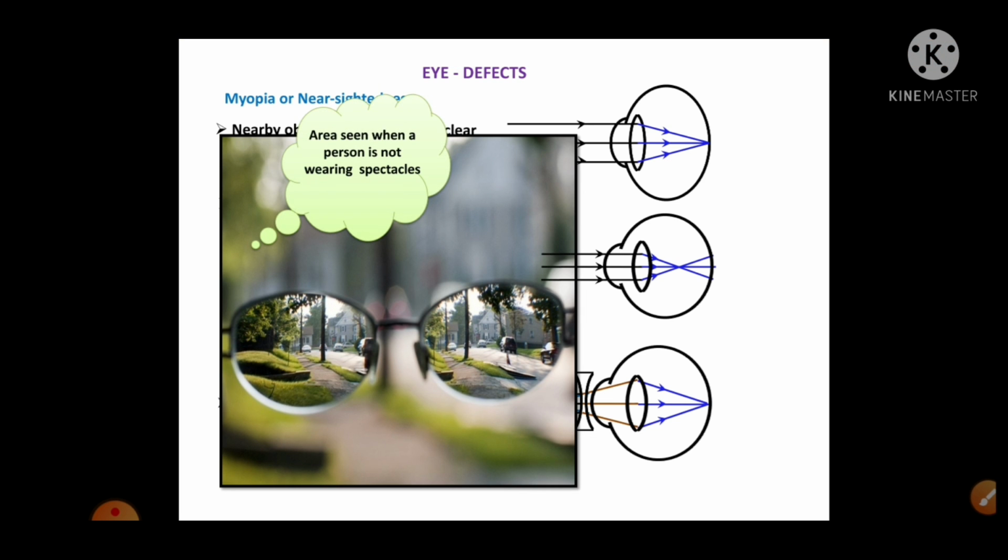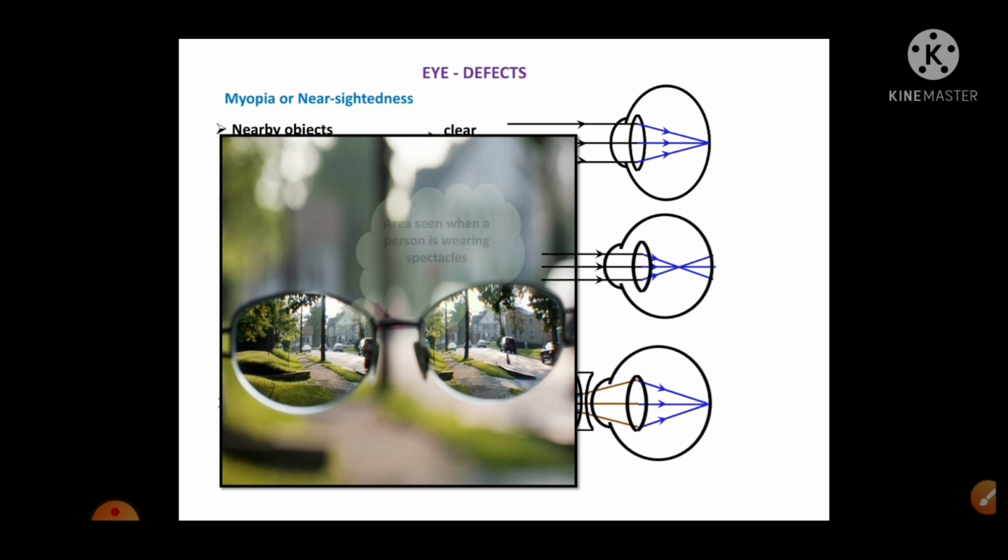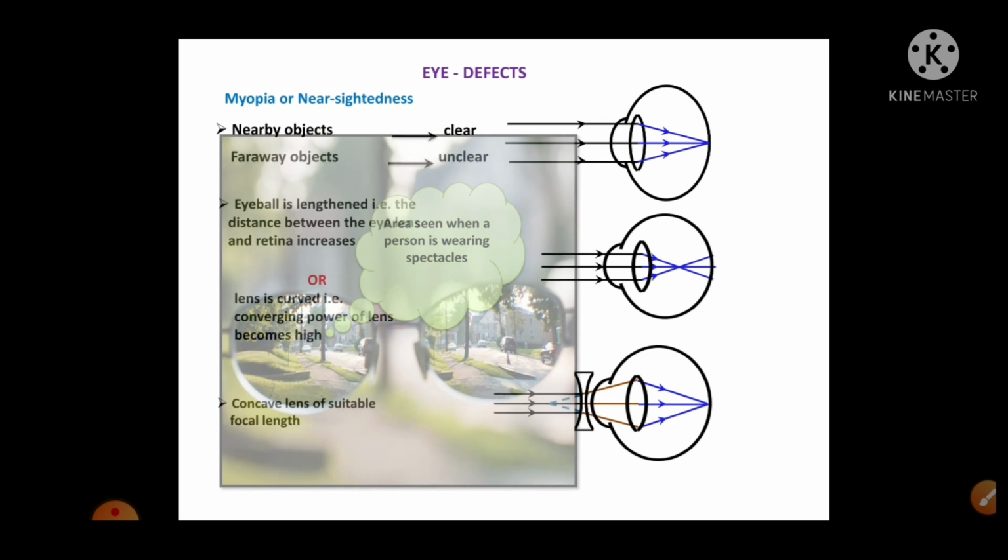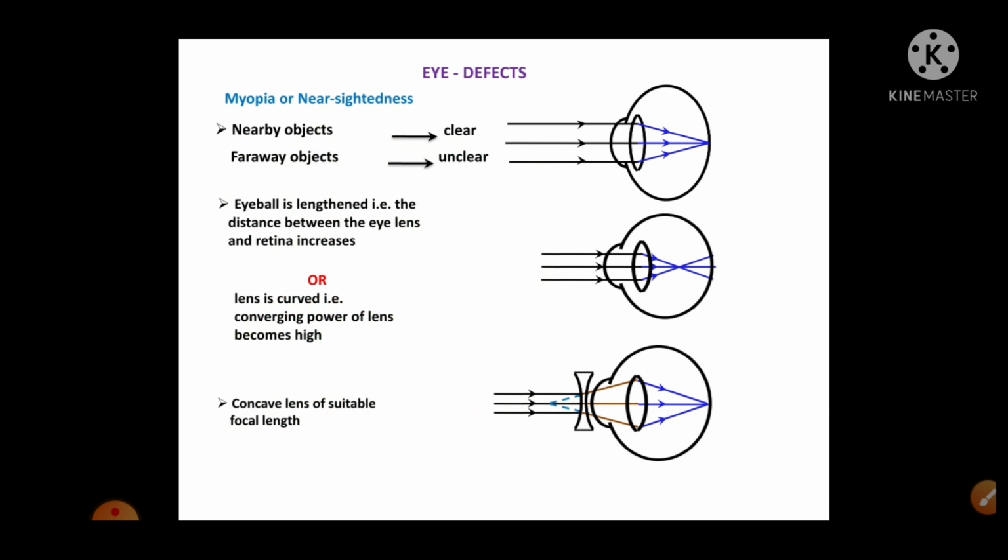Area seen when a person is not wearing the spectacles. Area seen when a person is wearing the spectacles. So these things you should know. These are the things which are there in the myopia. Very important question also in the board examination. Maybe asked in the objective type, maybe asked to write explanation, okay, in a different format. So आपको concept हमेशा myopia का याद होना चाहिए.